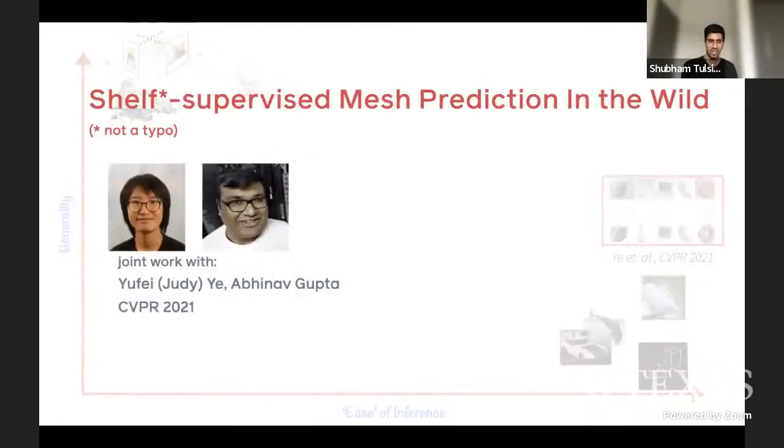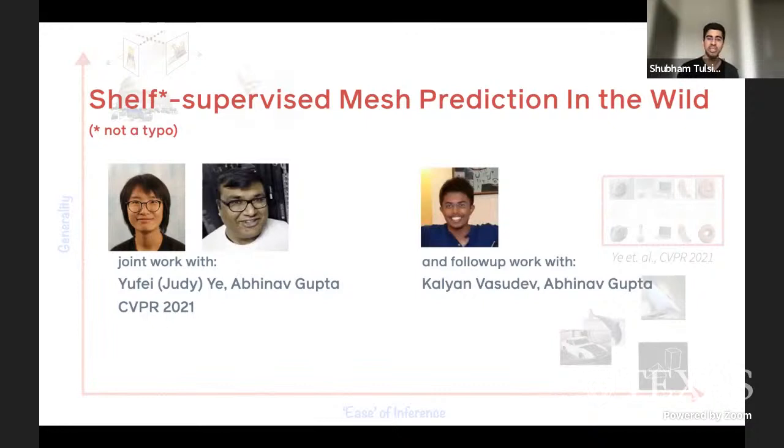And this work was actually led by Yufei, who's a PhD student at CMU, in collaboration with Abhinav. And actually, I'll very briefly also talk about a follow-up work that Kalyan, who's at Facebook, was leading, where we were trying to extend this initial work to improve the quality and scalability a bit more.